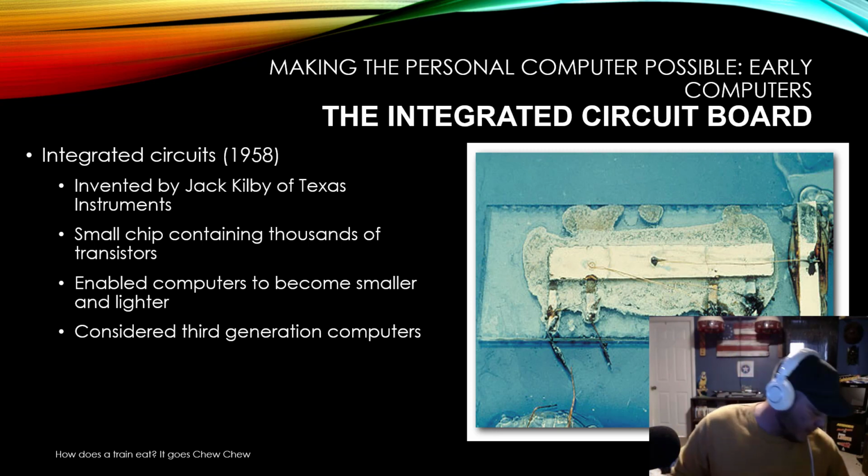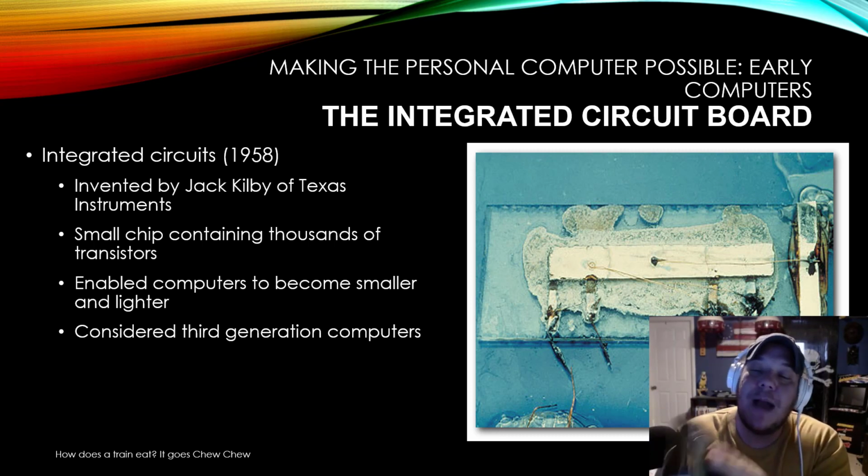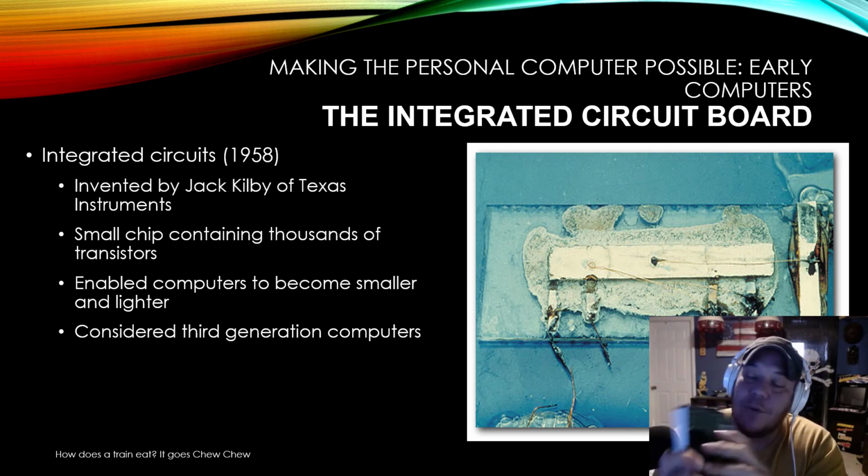Here we go. So we have a hard drive here. And on the back of this hard drive, you usually have a green board or something of that nature. If you open up a computer, if you open up a TV, you're going to find these green boards. This green board is your integrated circuit board.